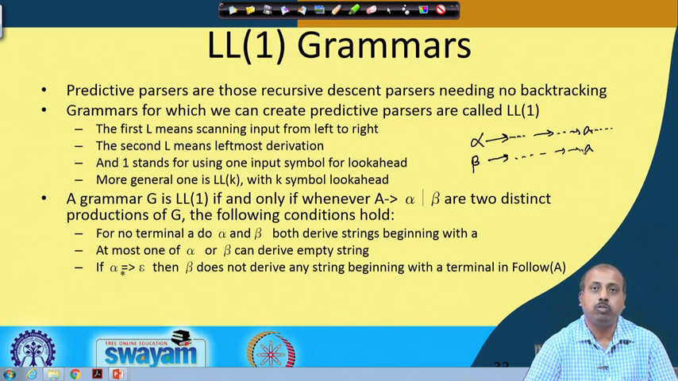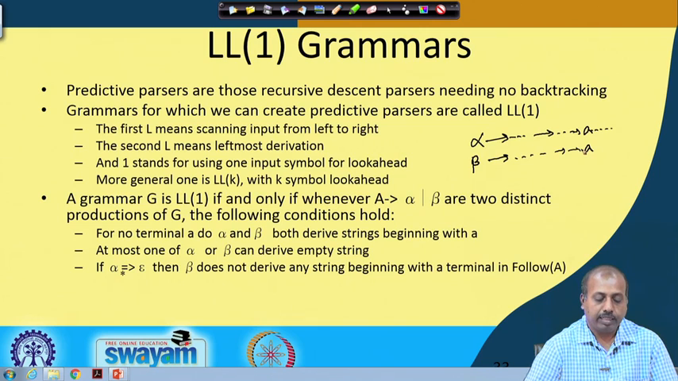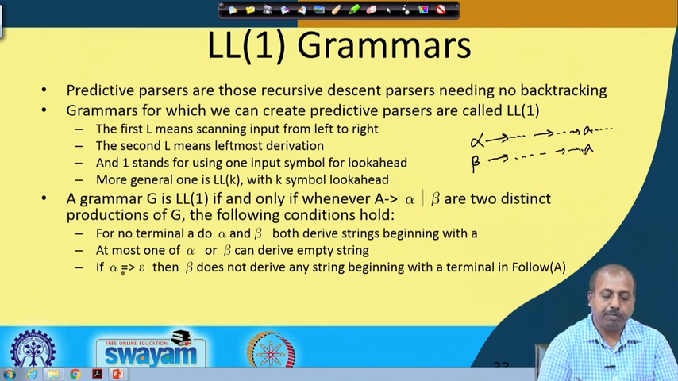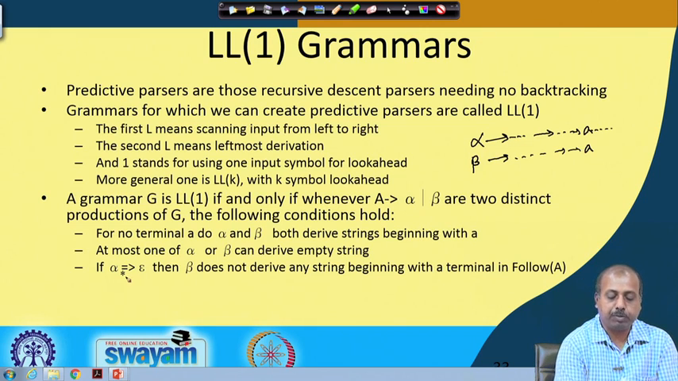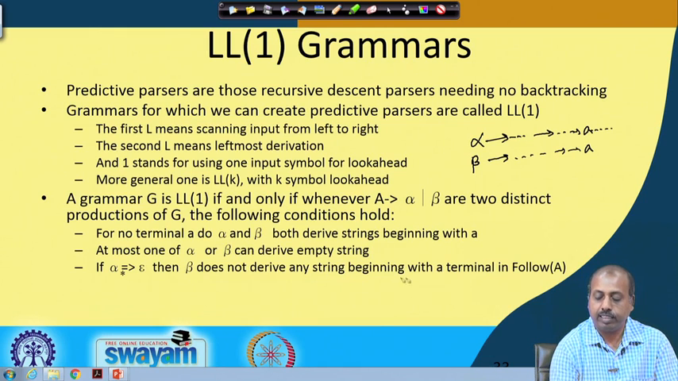So, that can lead to some erroneous action by the parser. And if alpha in a number of steps produces epsilon, then beta does not derive any string beginning with a terminal in the follow of A. So, this is another condition.